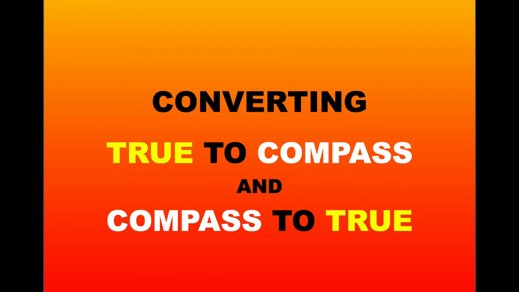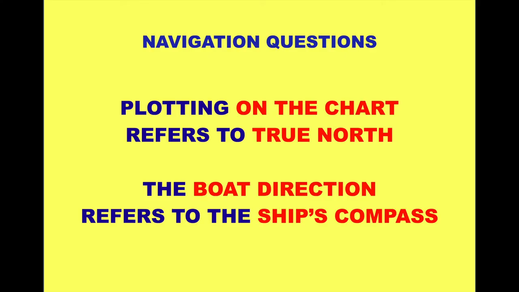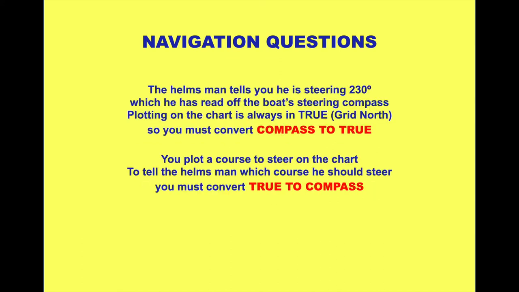So we need to convert either true to compass or compass back to true. I'll explain. So the navigation question: plotting on the chart refers to true north. The boat's direction refers to the ship's compass. So if a helm tells you that he's steering 230 degrees, which is read off the boat's steering compass, plotting on the chart has to always be in true, or grid north. So you must convert compass to true.